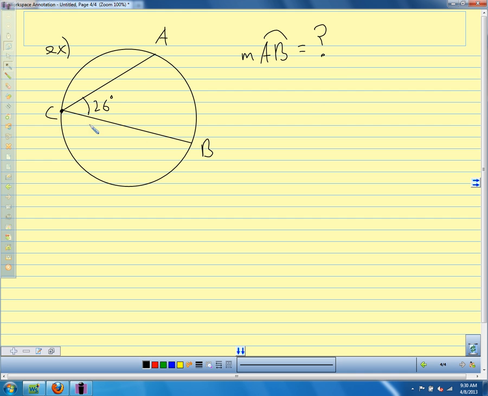So we know the inscribed angle is 26 degrees. So how are we going to find the measure of the arc AB? What are we going to do, Madison? Multiply by 2. So the measure of arc AB is 26 degrees times 2, or 52 degrees. So to go from the angle to the arc, multiply by 2, and we're set.